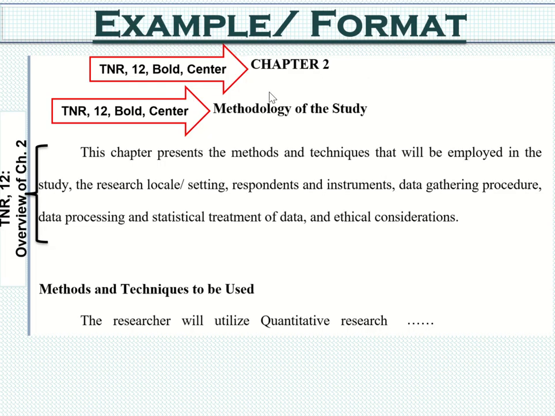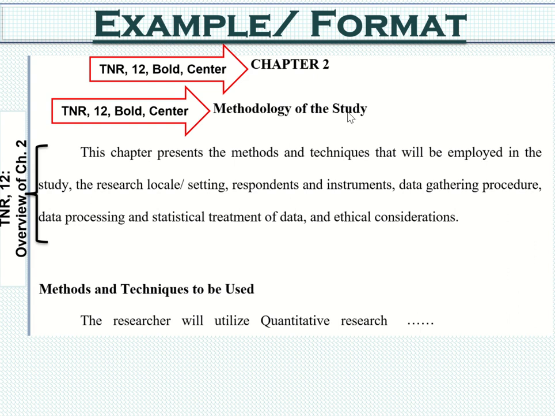So format first, follow the same format that you used in writing your chapter 1. So you have your Times New Roman 12, double spacing and justified yan. Indicate here that it's already chapter 2, all caps, centered, at saka bold. And then underneath, we labeled it as methodology of the study.